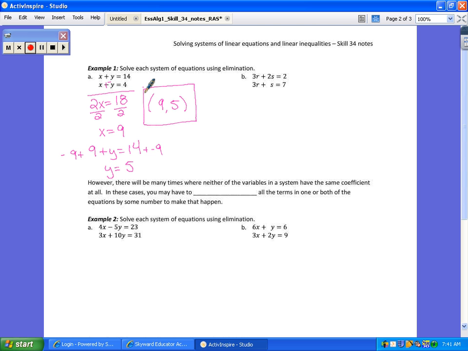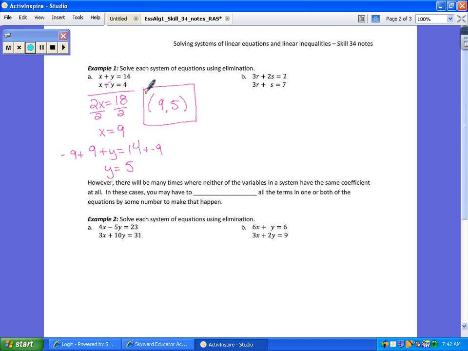Now, something we didn't talk about in the other one is I need to check to make sure it works in both. Well, it works in the top equation, 9 plus 5 is 14, and it does work in the bottom equation. 9 minus 5 does give me 4, so I have checked it in both equations, and it works.